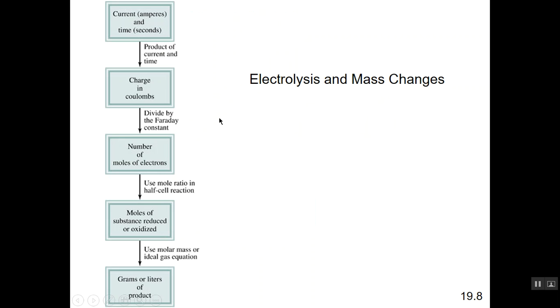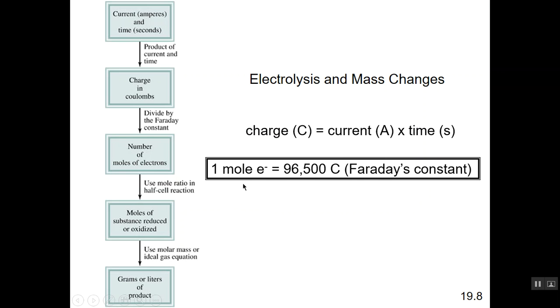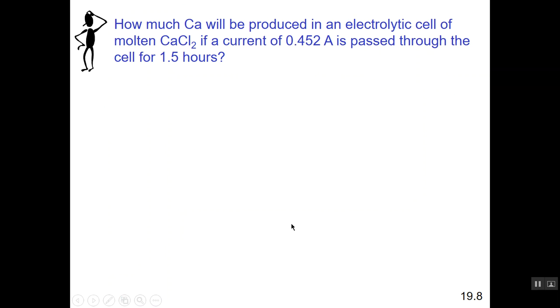Now, let's look at some quantitative aspects of this process. Firstly, I need to define what we mean by charge. The amount of charge is equal to the current multiplied by the time. All right. And also, we met this before, but it will become more important here. 1 mole of electrons carries a certain amount of charge, and that charge is 96500 coulombs. This is known as Faraday's constant. All right. So 1 mole of electrons carries this amount of charge, and a unit of charge, the coulomb, is equal to 1 ampere multiplied by 1 second.